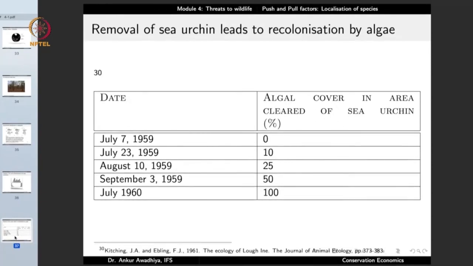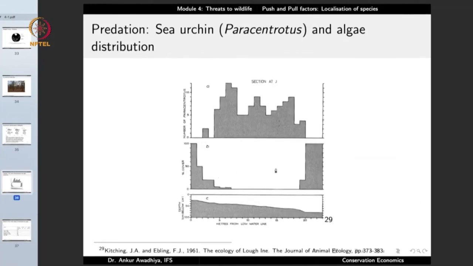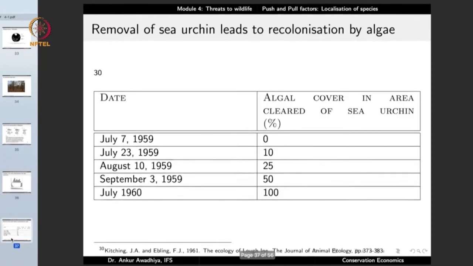The scientists took an area where they were not finding the algae, and they experimentally removed the sea urchins in those locations. So experimentally, all the sea urchins were picked and moved to other locations. So what happens? In the absence of the sea urchins, the algae start to grow and occupy this area. Within a year, so this experiment ran from July 1959 to July 1960, the whole area got covered with algae. So if you just remove the sea urchins, you find that the algae have come back to this area, which tells us that the sea urchins were doing something to the algae, because of which they were not able to thrive in these locations.